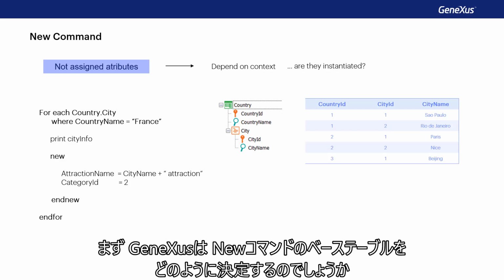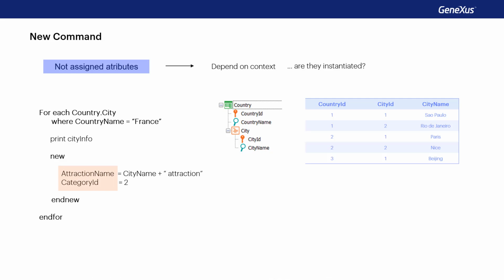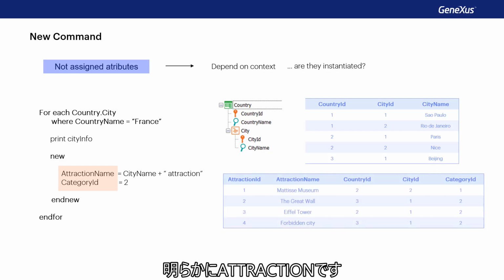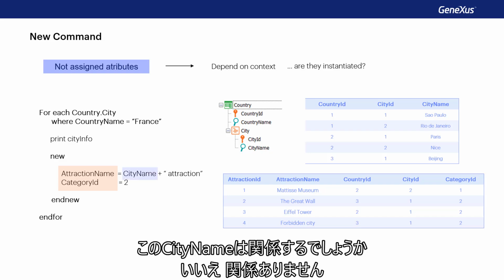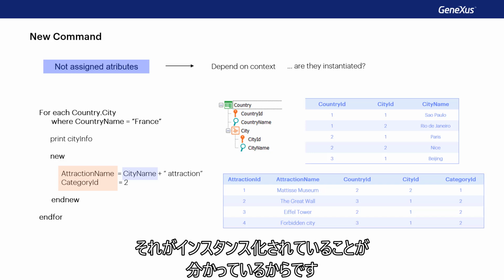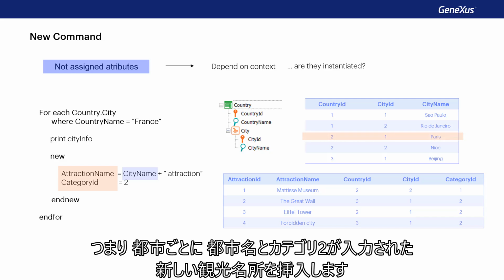So first of all, how does GeneXus determine the base table of the new command? By paying attention only to the attributes to which a value is being assigned. It has to find a table in the database that contains them. It'll clearly be attraction. Does this city name take part? No, it doesn't. If it's there, it's because in the context in which we've written the new command, we know that it is instantiated. This city name will be that of the for each. In sum, for each city, we want to insert a new tourist attraction with the name of the city and category 2.